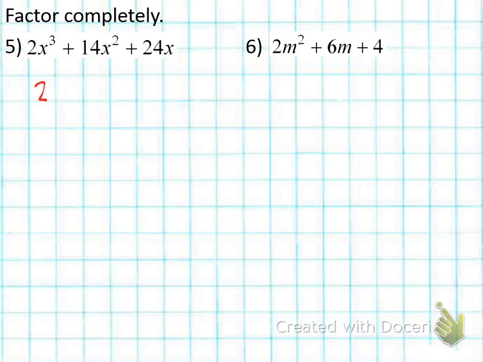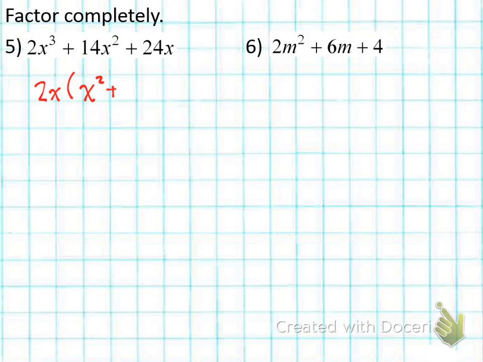Okay. Now we're going to look at all the x's. We have x cubed, x squared, and x to the first. What's the smallest x up there? X, okay? So we got x to the first. Then ask yourself, what do you multiply 2x by to get 2x cubed? X squared. Good. What do you multiply 2x with to get 14x?